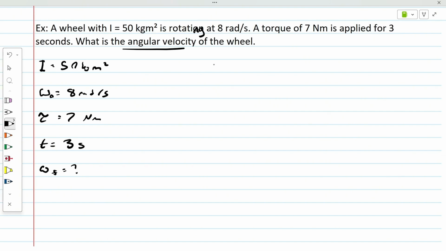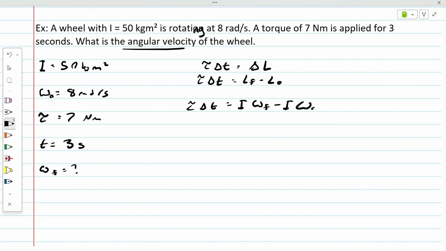So we can go ahead and use the equation that we derived, that the torque times change in time equals the change in angular momentum. So we have our impulse equals change in momentum. In this case, it's just the angular form, just like we did in the momentum unit. And we can go ahead and break out what this momentum is. So we have our final minus initial, and each one of these equals the I times its angular velocity. So I times the final angular velocity minus I times the initial angular velocity.